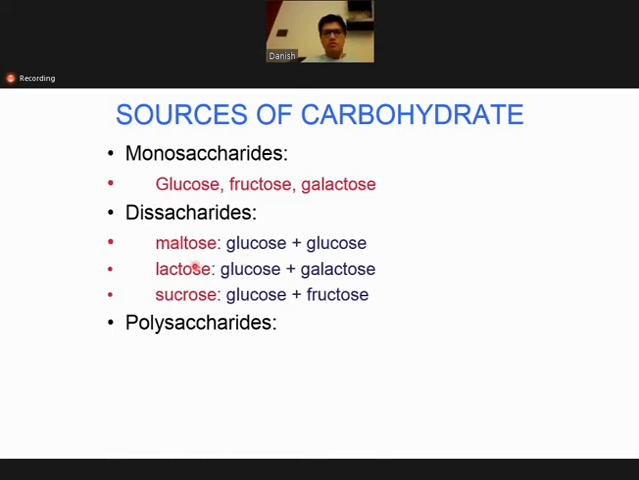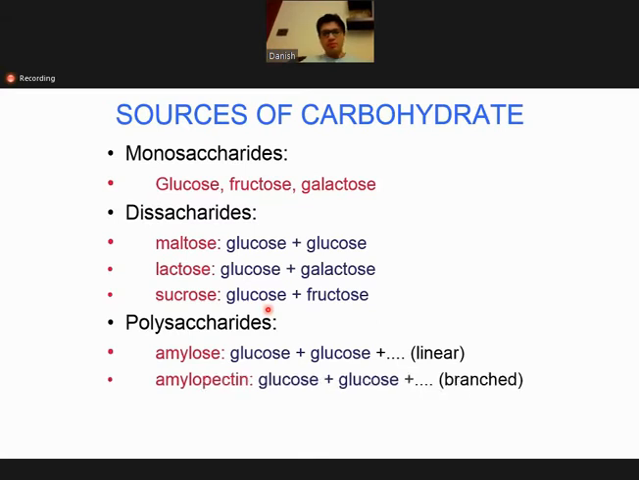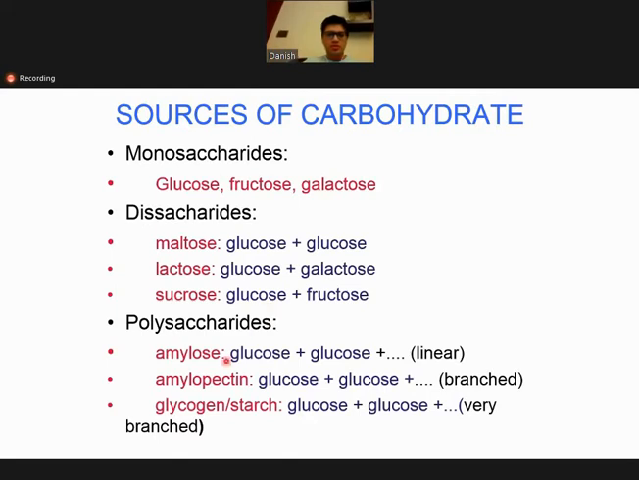From your previous knowledge, you will recognize that maltose is a disaccharide made up of two glucose residues. Lactose is a disaccharide present in milk and contains two monosaccharide residues, glucose and galactose. Then we have sucrose, which comes from table sugar, and again is a disaccharide made up of a glucose and a fructose. Then we have the polysaccharides: amylose, amylopectin, glycogen, and starch. Glycogen and starch are the complex carbohydrates which are usually present in our normal diet.